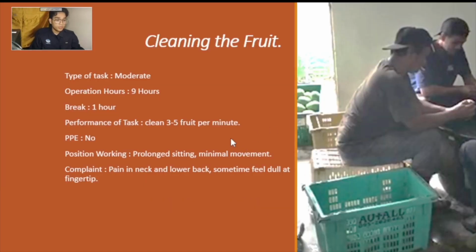Next is the job demand. For the job demand, we analyzed that the type of task is moderate, operation hours are 9 hours, break 1 hour, performance of task is cleaning 3 to 5 fruits per minute, PPE no, working position is prolonged sitting with minimum movement, and complaints from the workers are pain in the neck and lower back, and sometimes feeling dull at the fingertips.